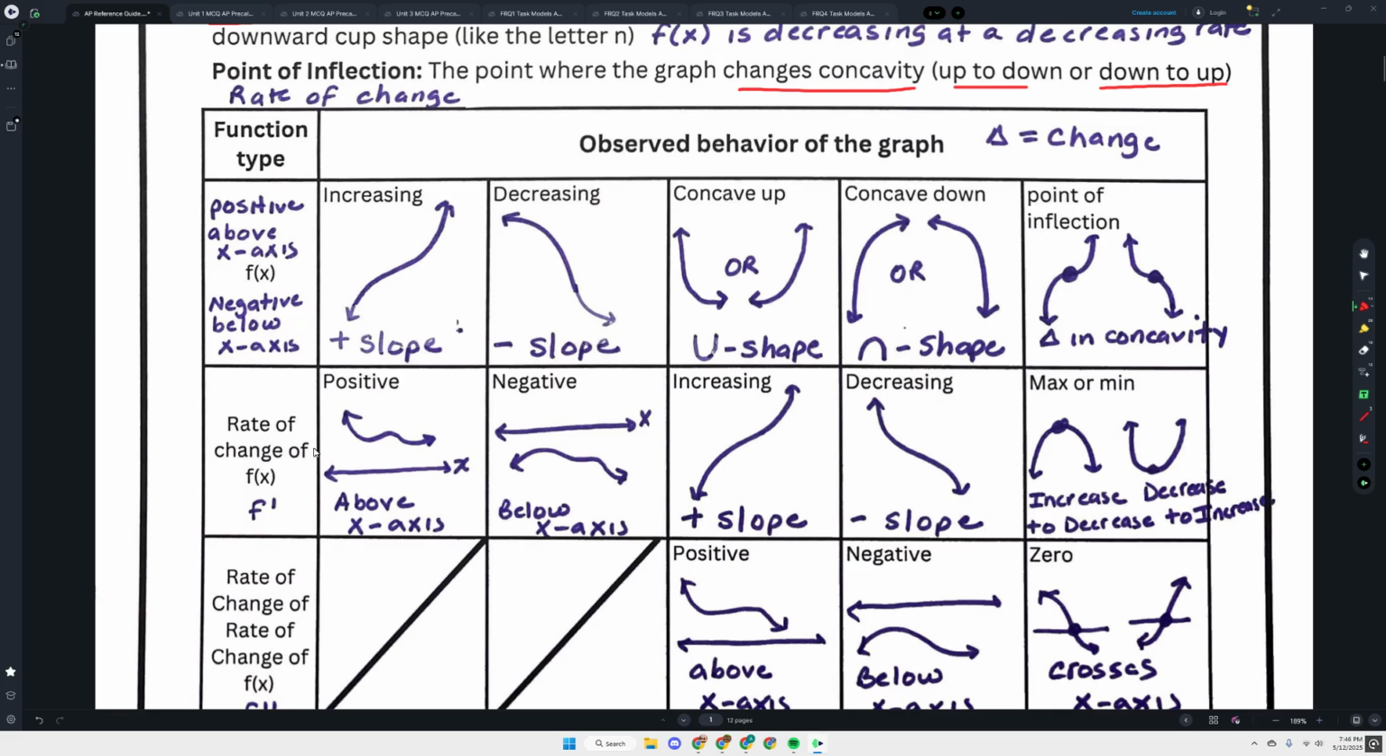I think rate of change is positive, negative, increasing, decreasing, maximum. And there's a rate of change graph. Rate of change graphs at the max or mins are your inflection points.